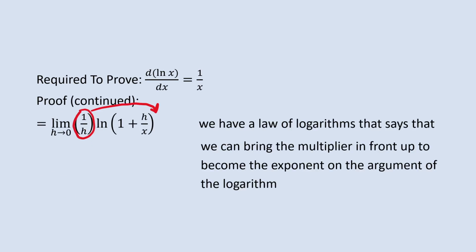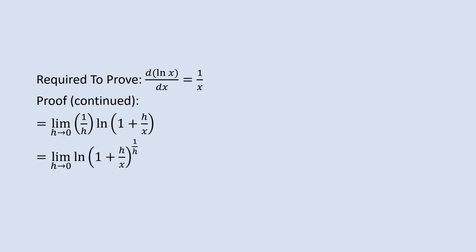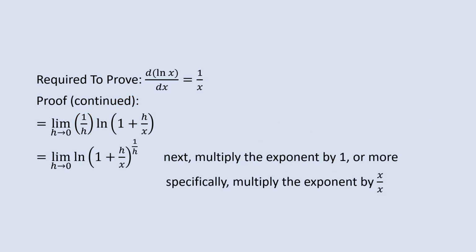Now, we have a law of logarithms that you probably remember, which says that when you have a logarithm, but you're multiplying it by a quantity, you can simply move that quantity up and put it in the exponent of the argument of your logarithm. So that's what we do in our next step. Okay, we have that expression as you see it right there.